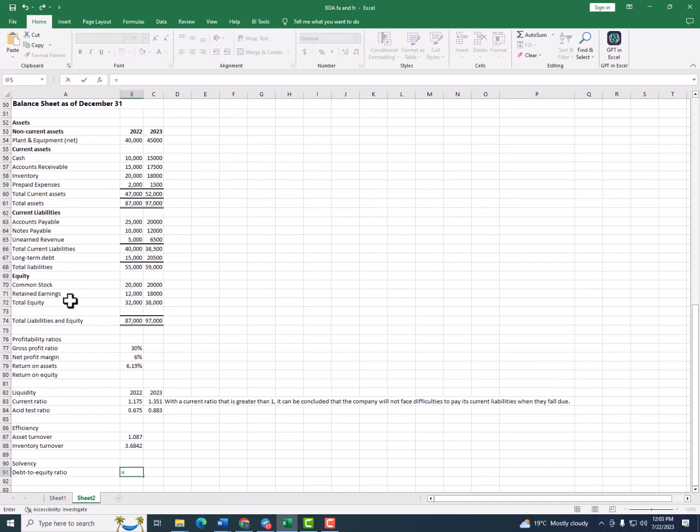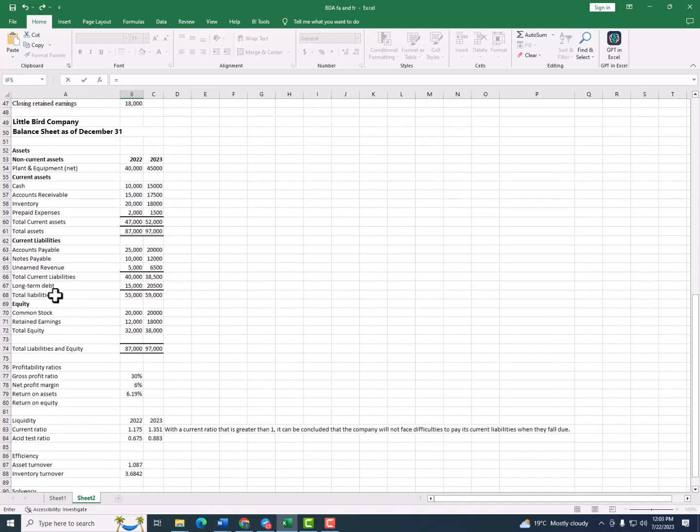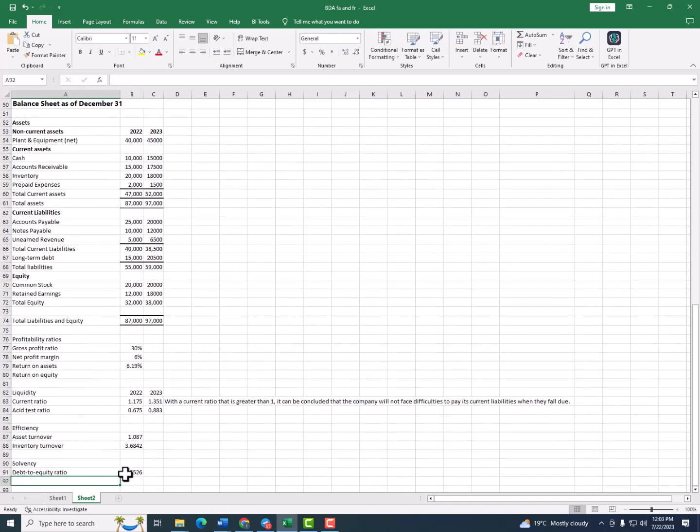Total debt. So this is for 2023. What is the total debt? Total debt is the same as total liabilities over total equity, which is that. Hit enter. So for this, we can maybe do for 2023 and 2022. So let's write 2023, 2022. So we can drag this formula back like that.